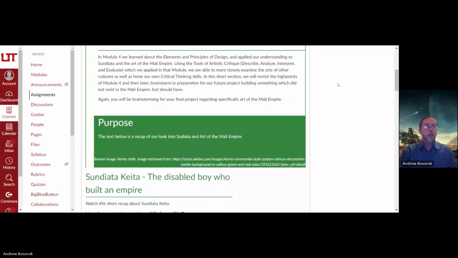So we learned a little bit about the elements and principles of design earlier, and we applied that to our appreciation of Sundiata and the art of the Mali Empire. Remember the tools of artistic critique: describe, analyze, interpret, and evaluate, which we learned earlier and applied in that module. We are able to use that to intentionally examine arts of other cultures and really tighten down on our own critical thinking skills.